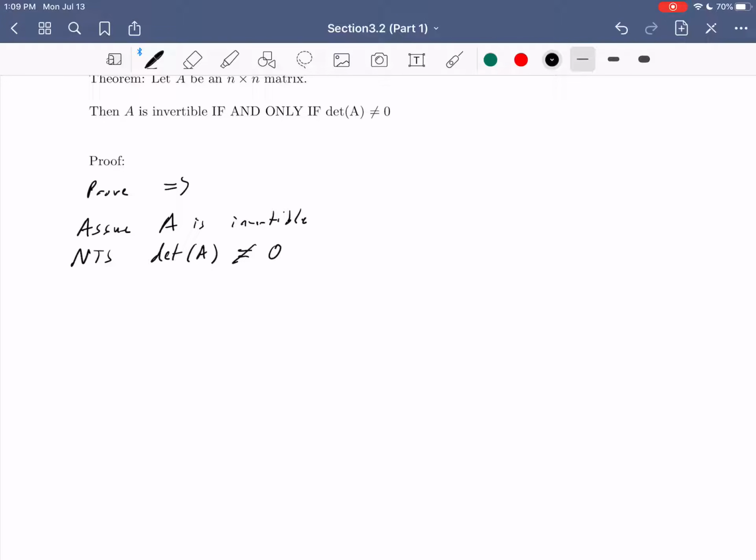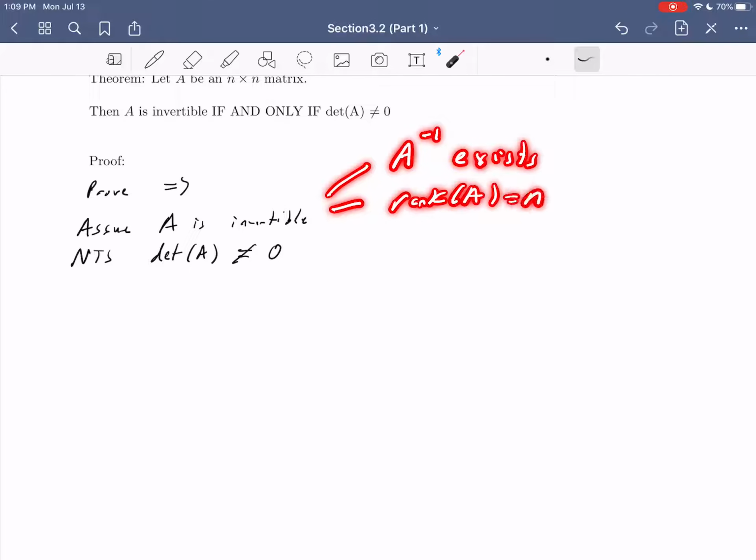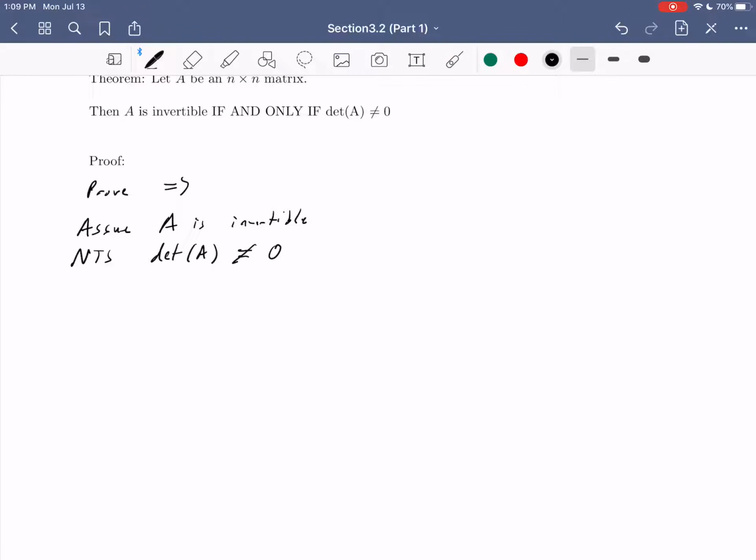So let's recall what it means for A to be invertible. Remember, A being invertible, we know that that means A inverse exists. We know that that means that rank of A is equal to n. And we also know that that means A is row equivalent to the identity matrix. We're going to use that last one. So A invertible implies that A is row equivalent to the identity matrix.